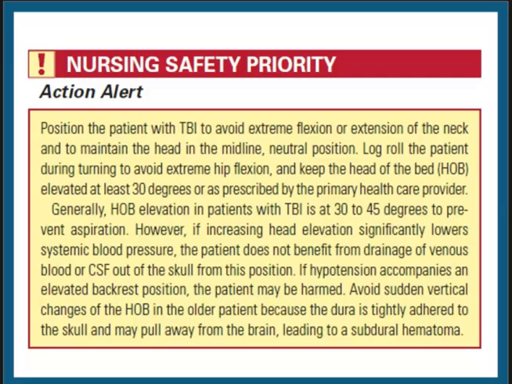Generally, head of the bed elevation in patients with TBI is 30 to 40 degrees to prevent aspiration. However, increased head elevation significantly lowers systemic blood pressure. The patient does not benefit from drainage of venous blood or CSF out of the skull from this position. If hypotension accompanies an elevated backrest position, the patient may be harmed, so avoid sudden vertical changes.